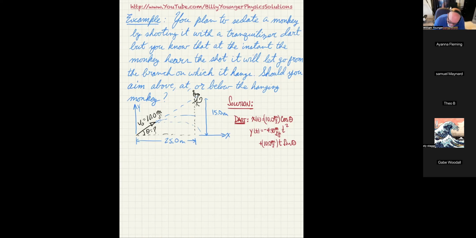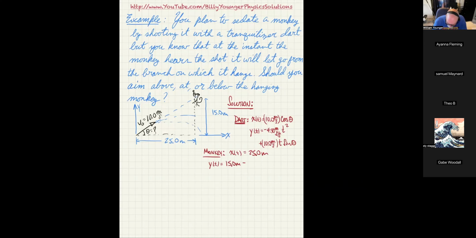Now for the monkey, its x as a function of t is just going to be 25.0 meters. Nothing's going to change on that whatsoever. He's always going to be at 25.0 meters. Now, the y of t is going to start off at 15.0 meters, but as soon as it hears the sound, and we're going to assume that the speed of sound is way faster than the speed of the tranquilizer gun, in which case it's like an instantaneous report of the weapon firing and the monkey drops. And once that happens, the monkey is going to start to fall with an acceleration equal to that of gravity, and therefore it'll be negative 9.8 meters per second every second.